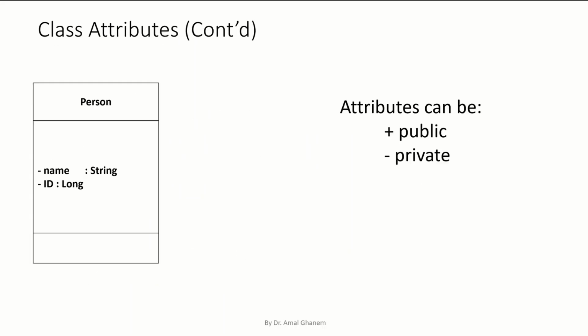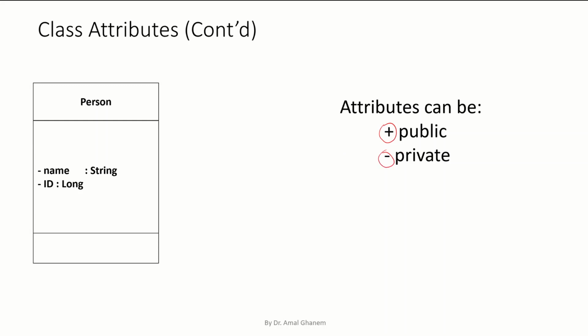Now, the second thing we have to remember is that when we design our class, we will have public and private. Attributes, usually we have them as private. In Java programming, we write the private keyword with our attributes, indicating that this attribute is private. But in a UML class diagram, we will have to use either a plus, which is for public, or a minus, which is for private.